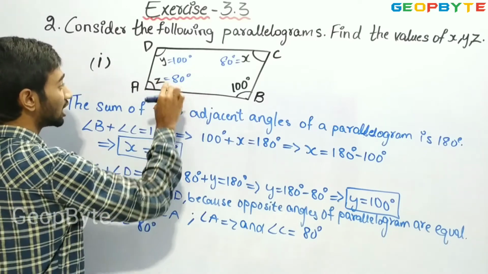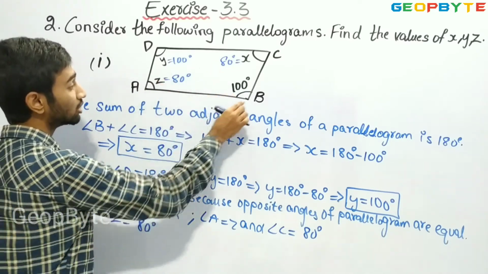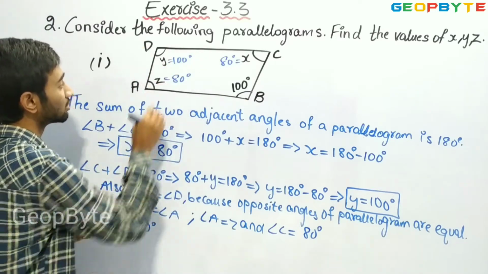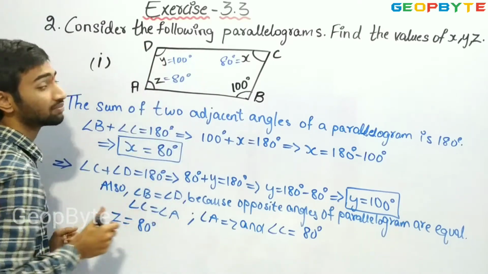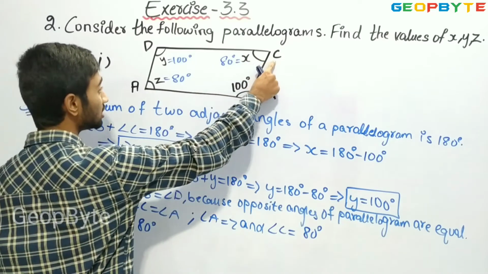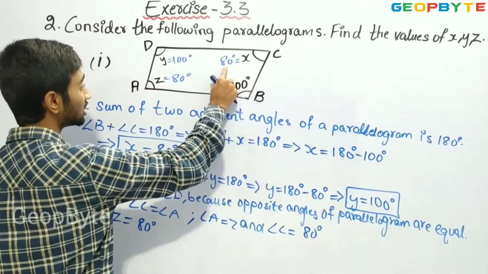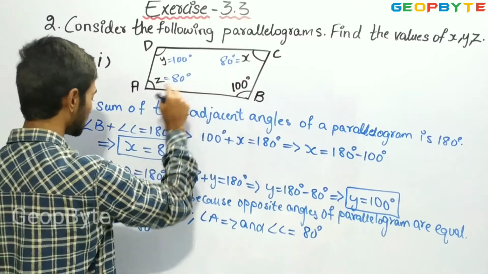So in a parallelogram, opposite angles are equal. So angle B is equal to angle D, that equals 100 degrees. So y equals 100 degrees. And angle C and angle A are equal. So x is equal to 80 degrees and z is equal to 80 degrees.